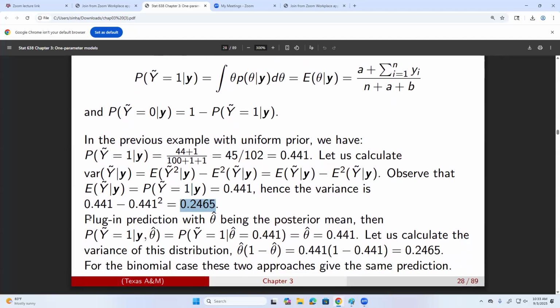Now let us calculate plug-in prediction. Plug-in prediction with theta hat being the posterior mean, then probability y tilde equal to 1 given y and theta hat being 0.441 is simply 0.441. And let us calculate the variance of the distribution. It turned out to be 0.2465. So for this particular example, plug-in estimator of the posterior predictive distribution and the actual posterior predictive distributions, they are identical, but it is not guaranteed to be identical.